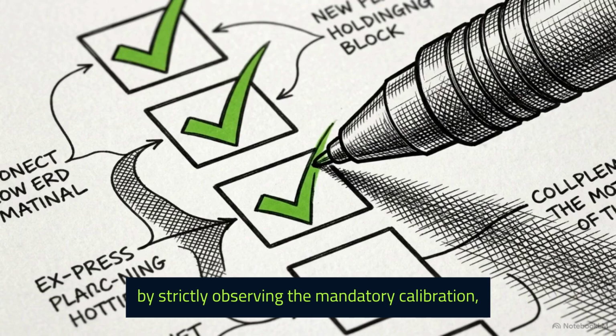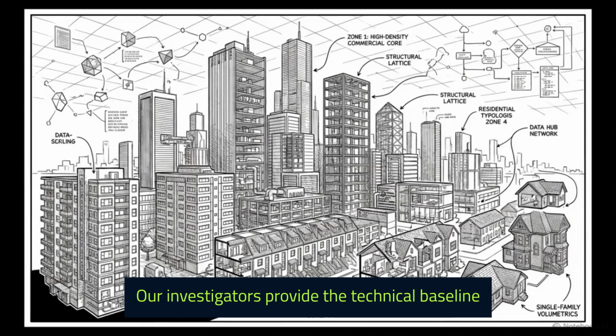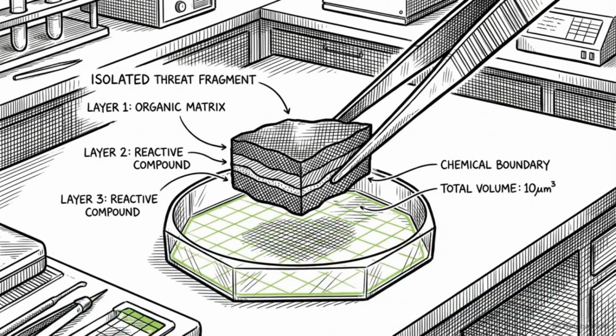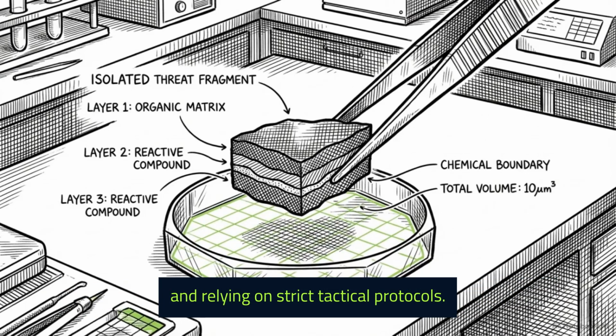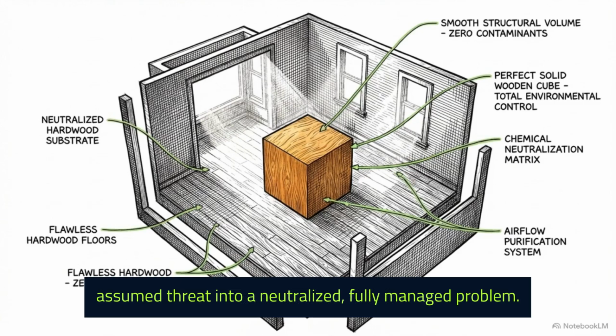By strictly observing the mandatory calibration, sampling, and reporting intervals, our investigators provide the technical baseline for any property management strategy. By isolating the chemistry and relying on strict tactical protocols, precision data turns lead paint from an invisible, assumed threat into a neutralized, fully managed problem.